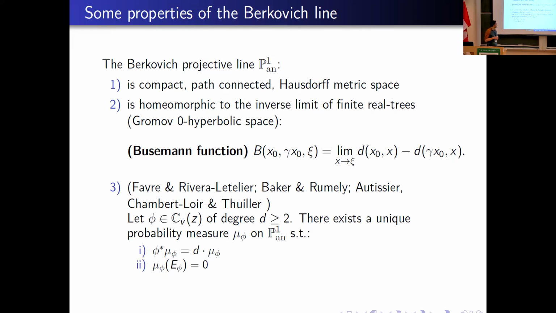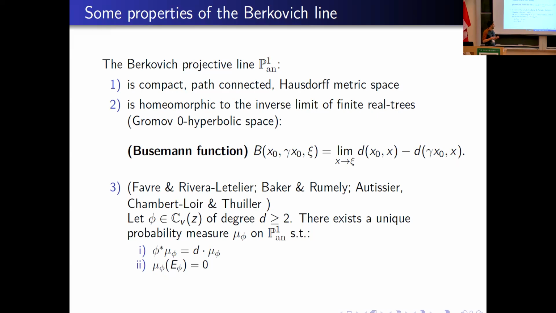Well, you have a lot of work done in this direction, starting by Favre, Rivera-Letelier, Baker, Rumely, Autissier, Chambert-Loir, and Thuillier, which gives you something called a canonical measure. And this canonical measure, to be brief, encapsulates the arithmetic information on this space. So it's an equilibrium measure that you can construct on this space.